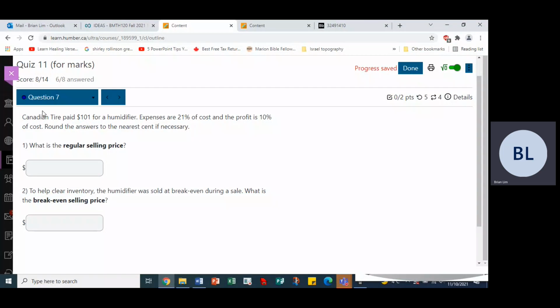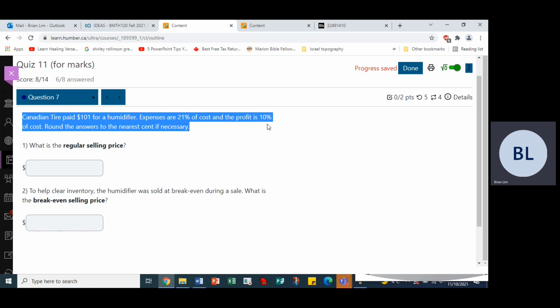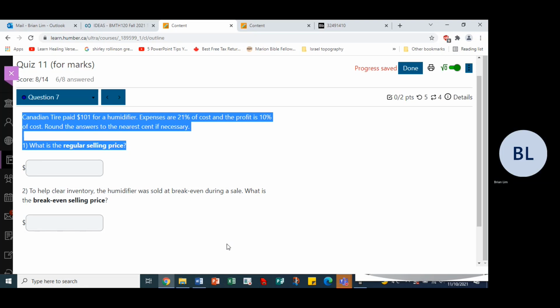Okay, quiz 11, question 7. Canadian Tire paid $101 for a humidifier. Expenses are 21% of cost, and the profit is 10% of cost. Round your answers to the nearest cent if necessary. What is the regular selling price?